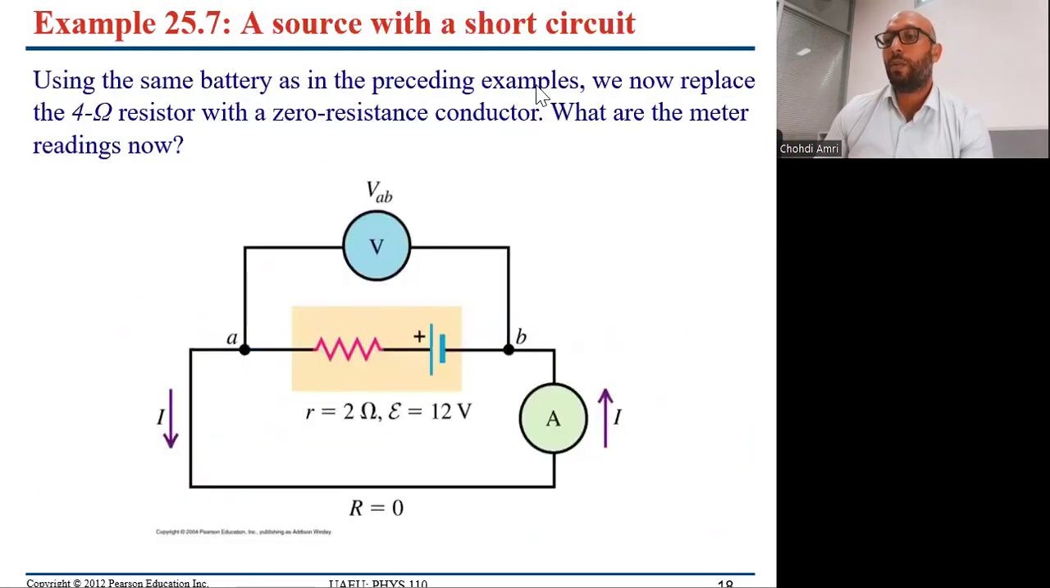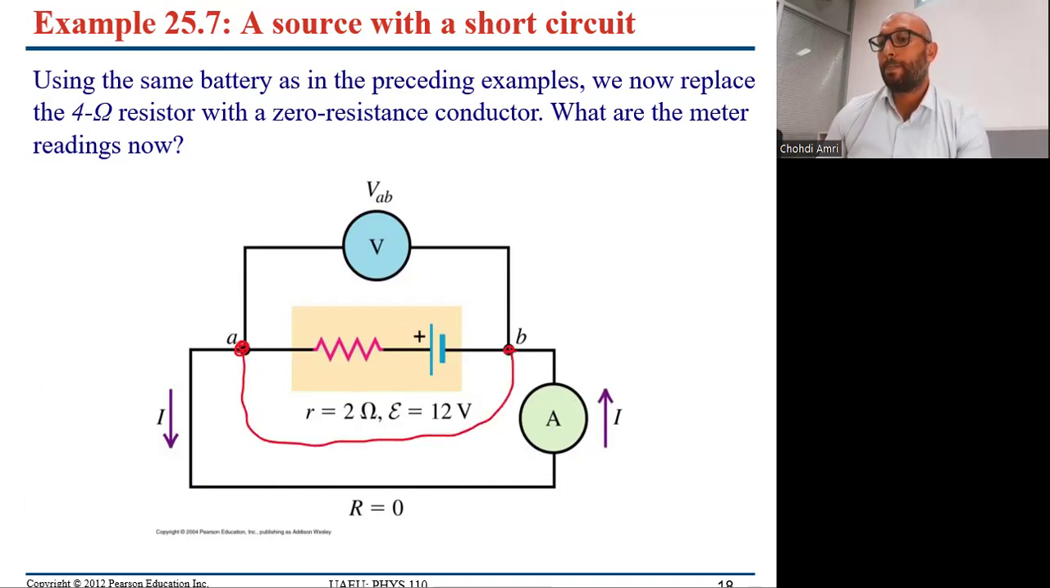Using the same battery as in the preceding example, we now replace the resistor with a zero resistance conductor. What are the reading of the voltmeter and the reading of the ammeter? We don't have any external resistance, so that means the terminals of the battery are connected together. Okay? A is connected to B. The ammeter has very small internal resistance, so it will not be considered. So in this case, we are connecting like that.